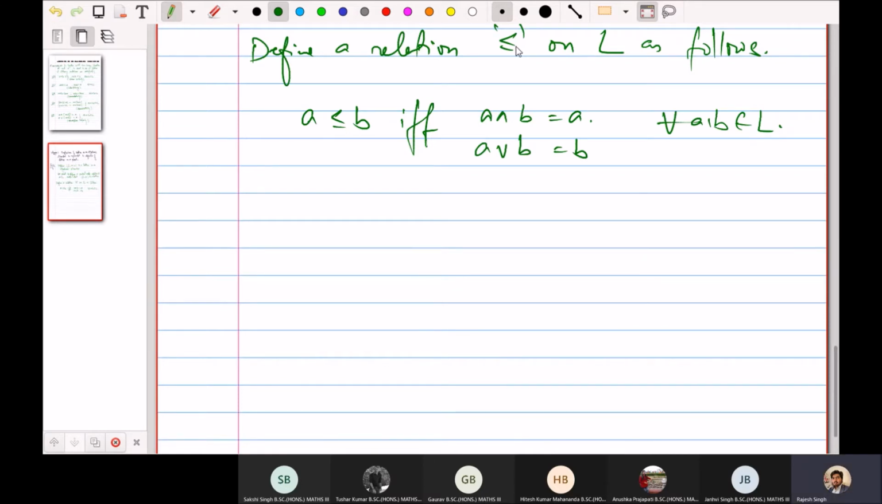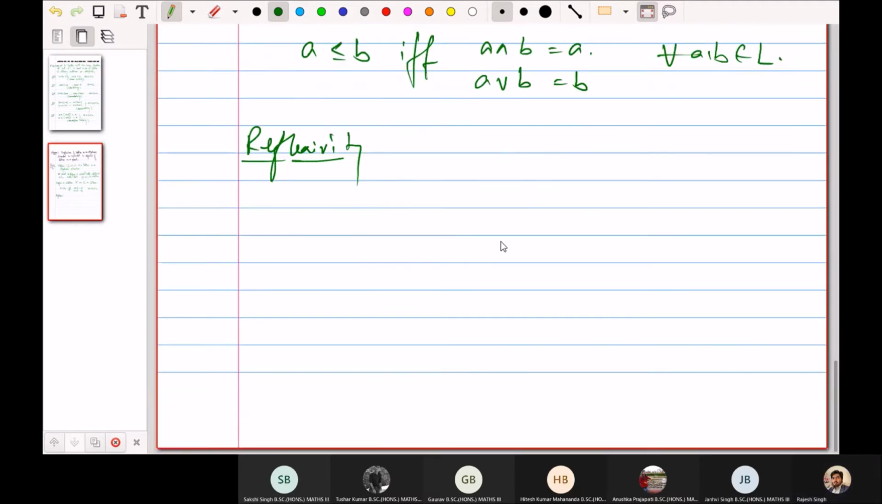Yes, why will A be related to A? Reflexivity we have to show. For any A belonging to L, why will A be related to A? हमें शो करना है A is related to A, so why will it be related to A? मतलब हमें शो करना है A cap A is equal to A. So क्यों होगा ये? Why is it so?